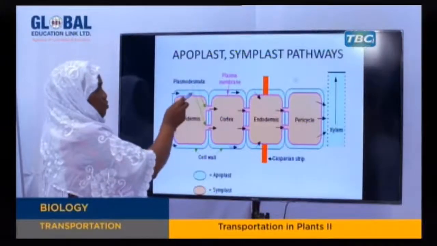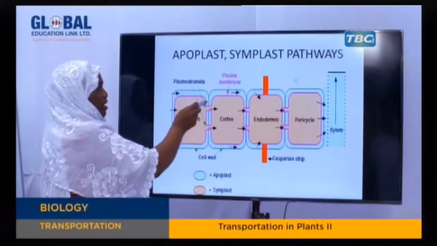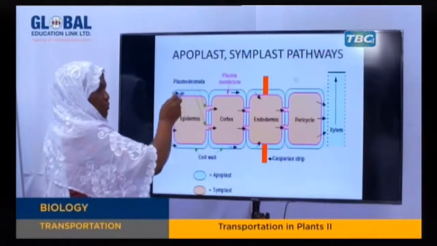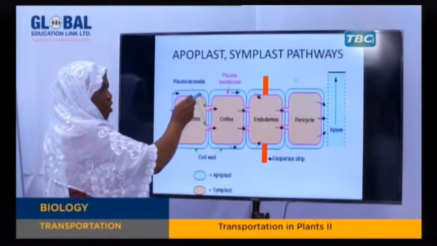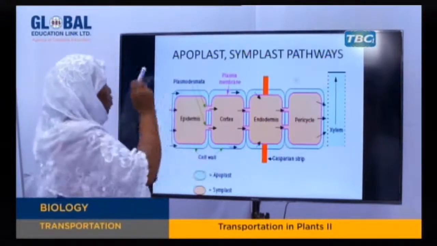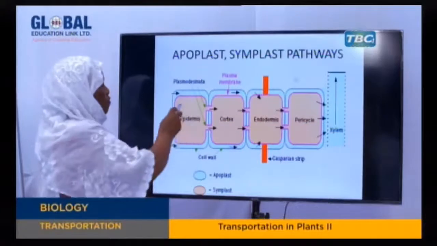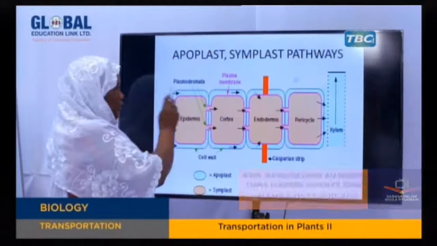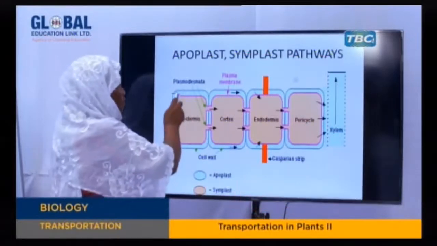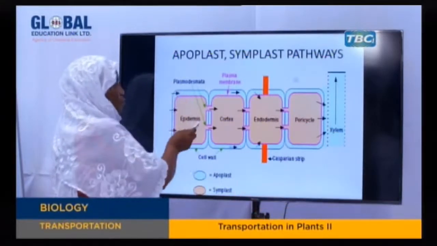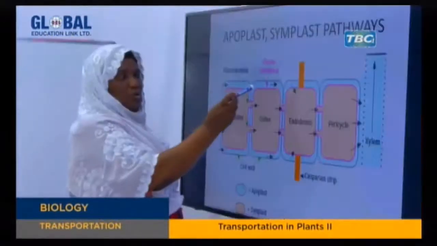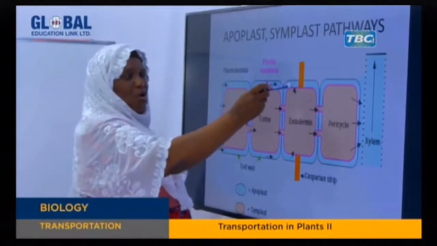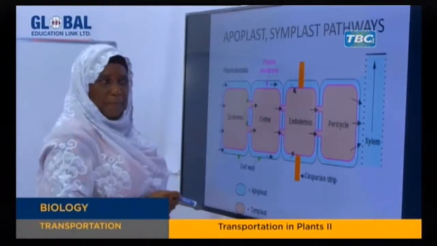Arrow which passes through this layer. This is the cell wall. In the root, water and minerals will move through cell walls, from the cell wall of the epidermis cell to the cell wall of the cortex cell. Then it enters the cell wall of the endodermal cells.